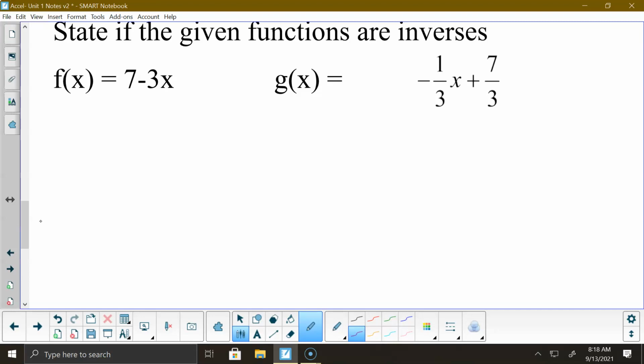So what do you guys think you want to do? Just find the inverse for 1 to see if it gives you the other function? Heck yeah. That is a valid method. Which one do you think is easier? F of x or g of x? Yeah, because there's no fractions involved, right?